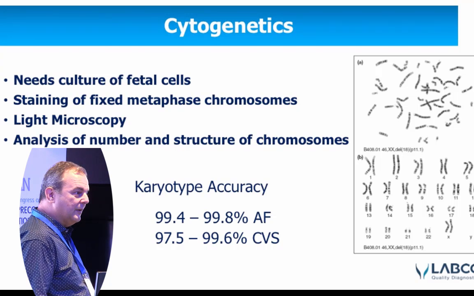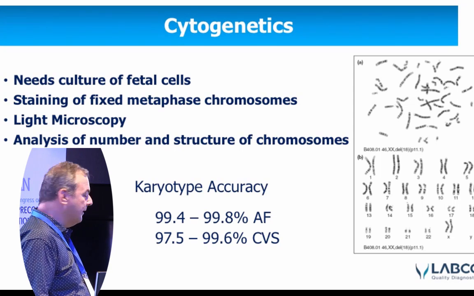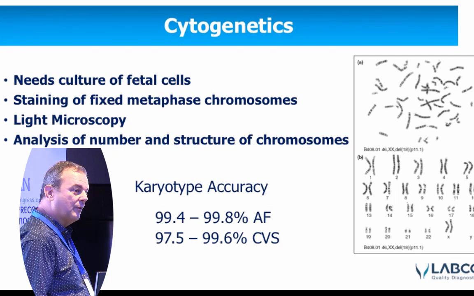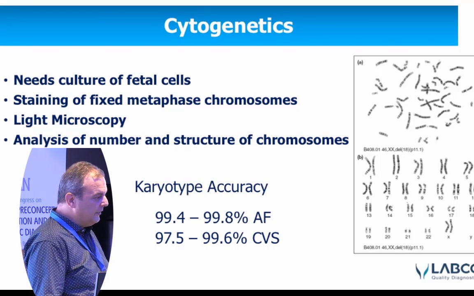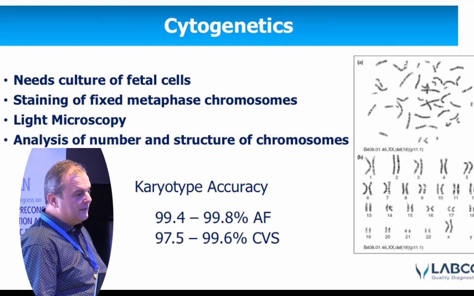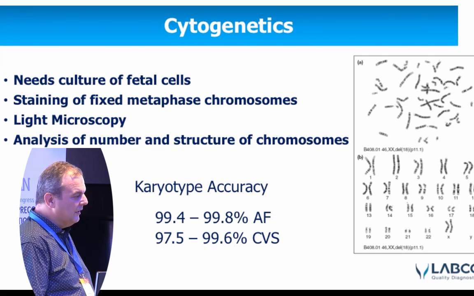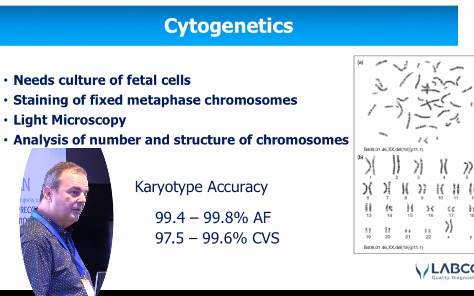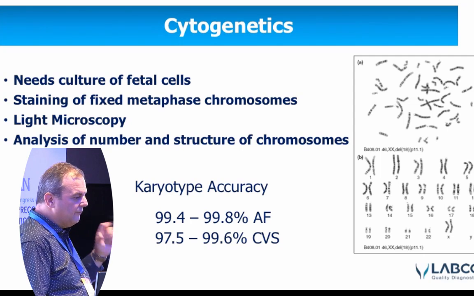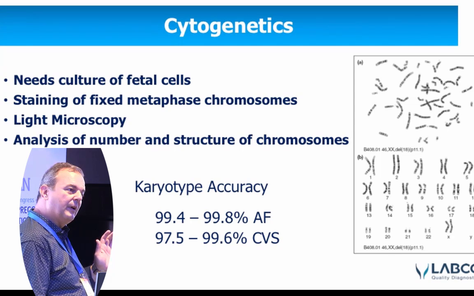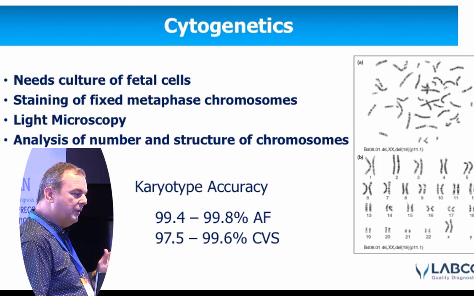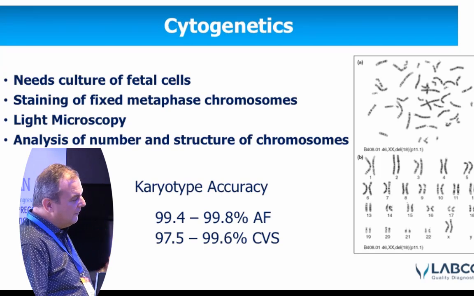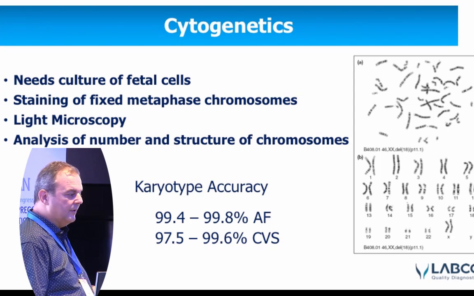So these two assays have been, and still are, the standard of care for prenatal diagnosis of chromosomal abnormalities, together with cytogenetic analysis of the samples obtained with these techniques. Cytogenetics in prenatal diagnosis needs culture of fetal cells for about 10 days, maybe a couple of weeks, so that we can fix the chromosomes in metaphase and stain them with different technology to allow banding. Under light microscopy you can then analyze the number and structure of the chromosomes.